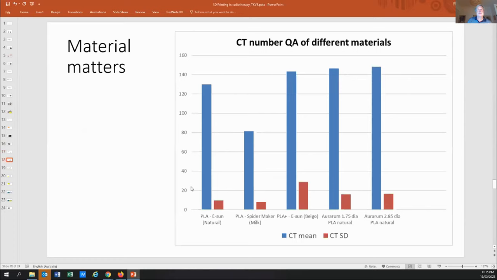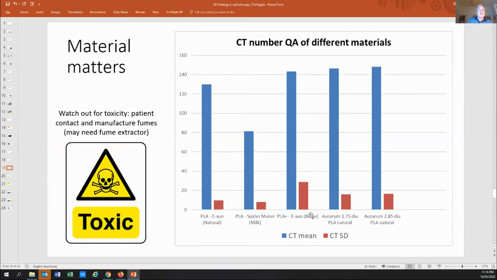The material we use also matters, and we've experimented with different PLA materials there. You can see here the CT number depends on the material, and that doesn't include any fiddling around with the infill overall. You can also see that the standard deviation from one QA wedge to the next can be quite large, about plus minus 30 Hounsfield numbers, single standard deviation. Materials also matter because toxicity could be an issue overall.